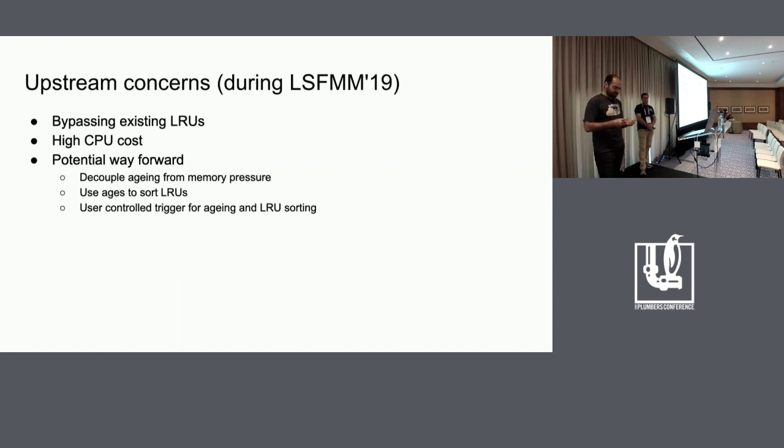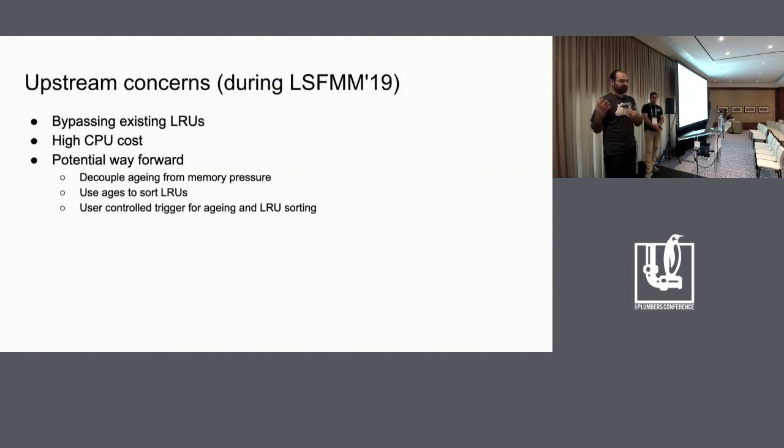The potential way forward, which I think Yuzhao from the Chrome OS team is currently working on, is to decouple the aging from the memory pressure. The Linux kernel also does aging. Its inactive and active LRUs represent the ages of the pages. Pages accessed more are in the active LRU, pages accessed just once are in the inactive, and it sorts the pages based on memory pressure. What we have to do is decouple the aging from the memory pressure. Don't wait for memory pressure to sort the LRUs. Once decoupled, proactively age, and use the age to sort the LRUs.